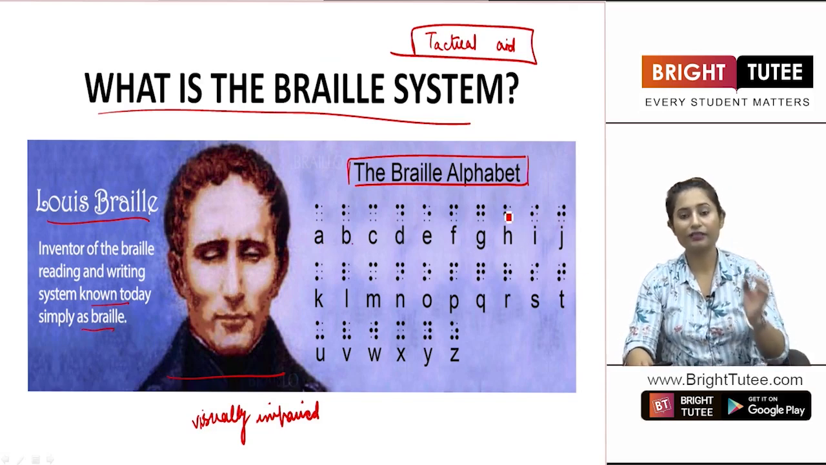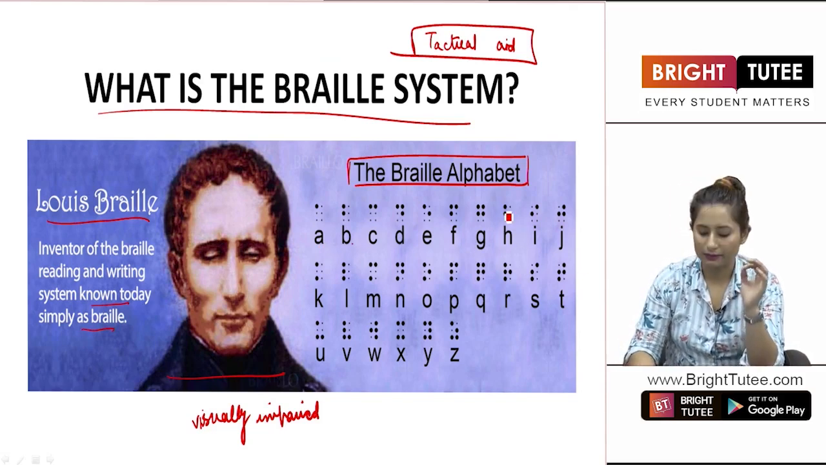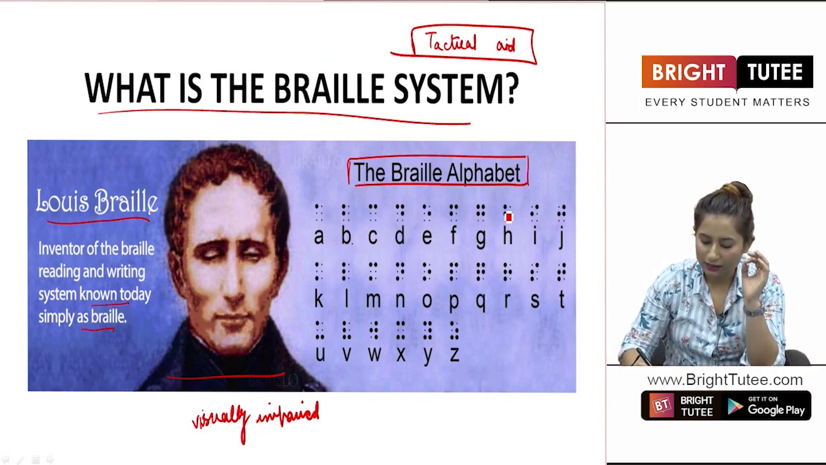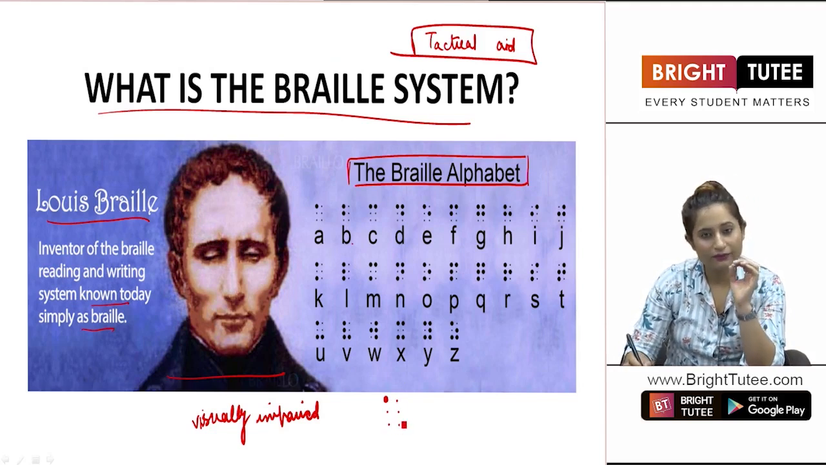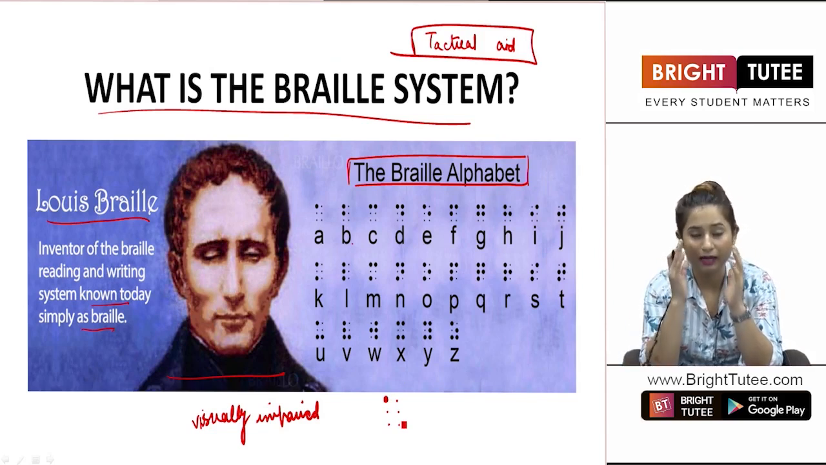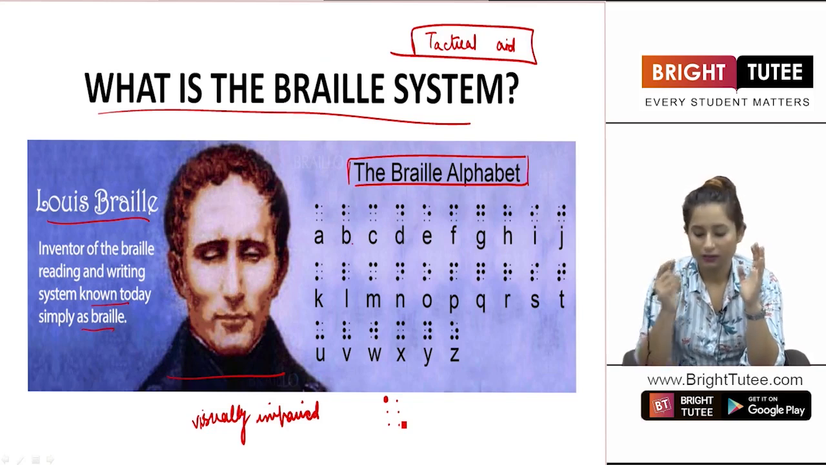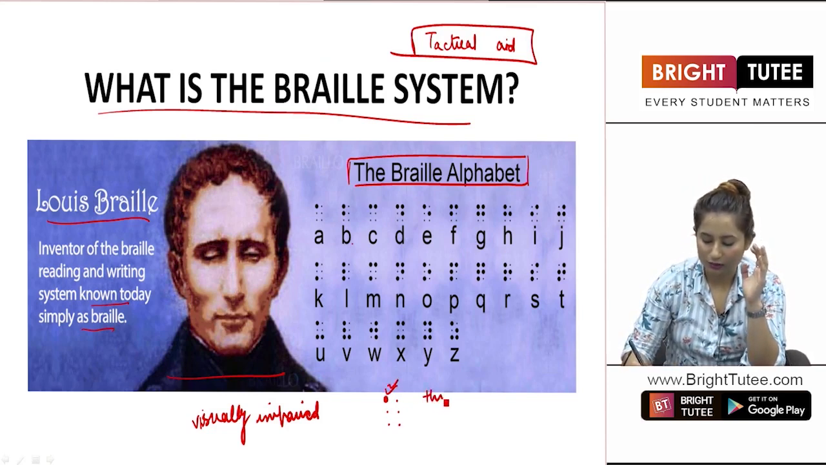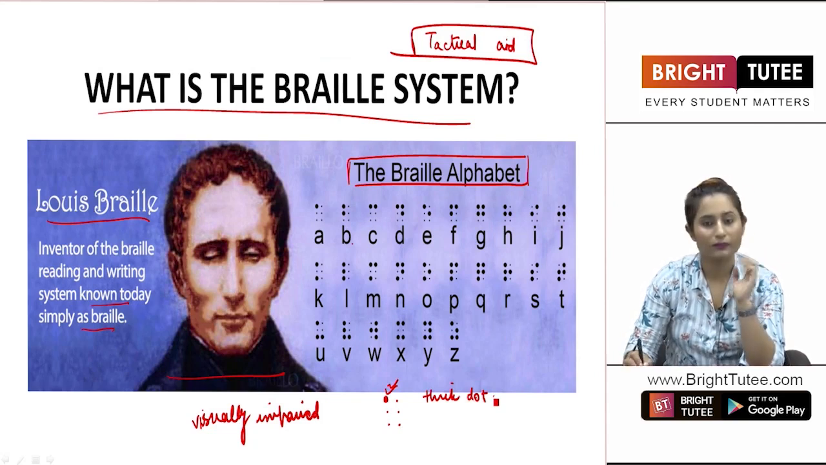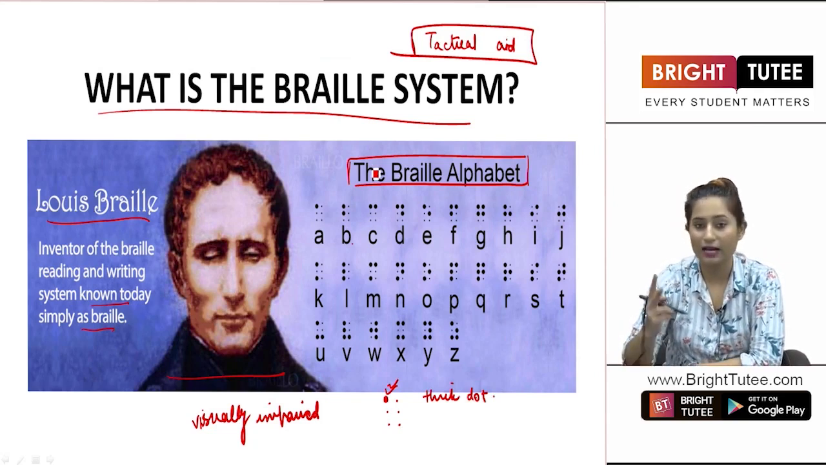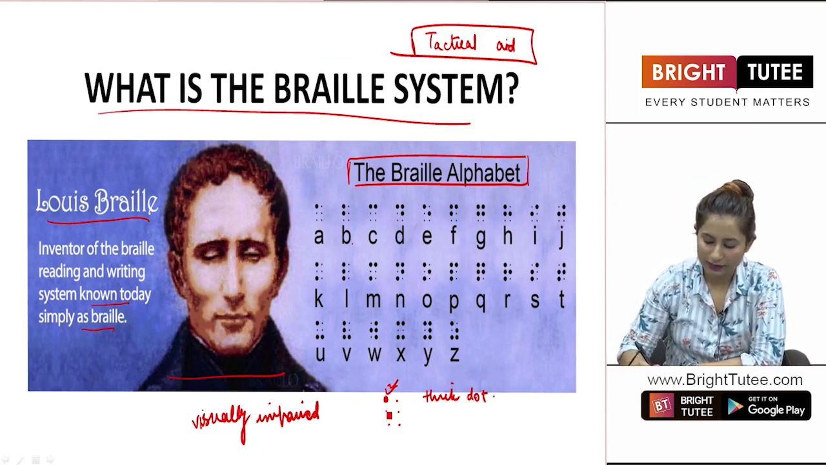Now there are different notations for every alphabet. As you can see, for A it is one thick dot, then five very small dots, and all these 6 dots are present parallel to each other, 3 on one side, 3 on the other side, and on the left side the top dot is a thick dot, right? Now for B we have 2 present on the same side.